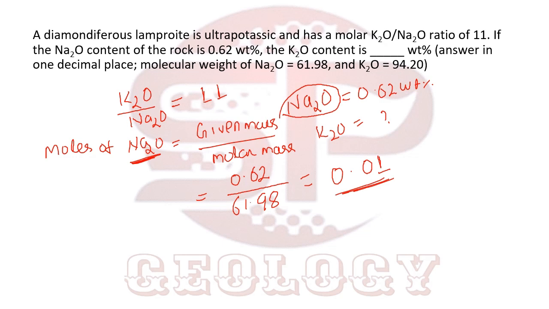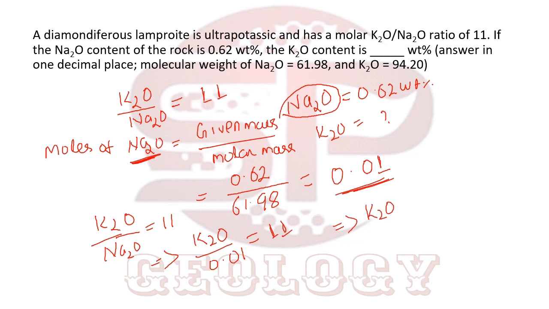The ratio is given here, K2O by Na2O, as 11. So from Na2O being 0.01, we can calculate the moles of K2O. It will be 11 into 0.01, which is 0.11. So now we have 0.11 moles of K2O. So moles of K2O is 0.11.